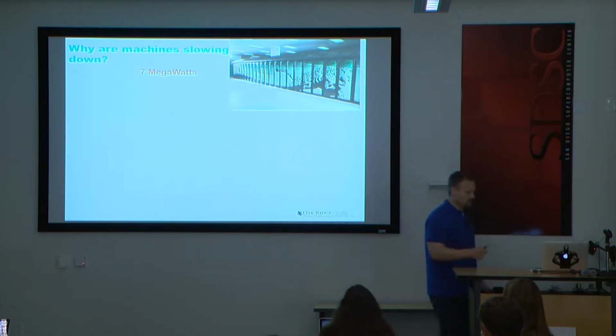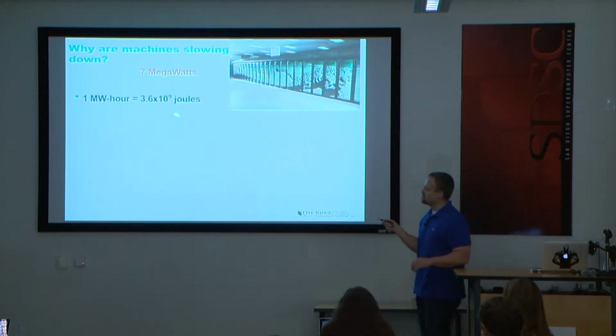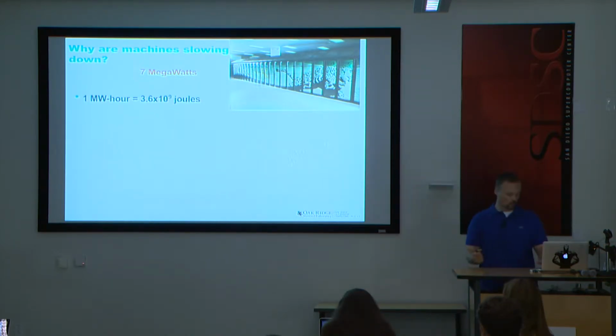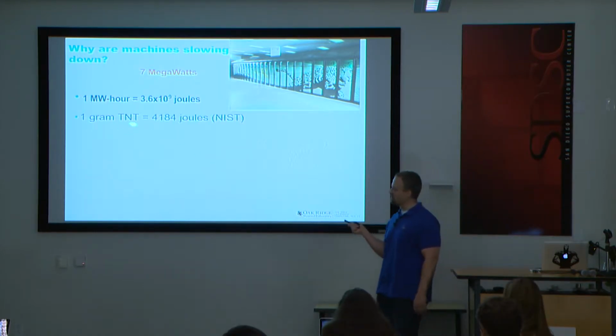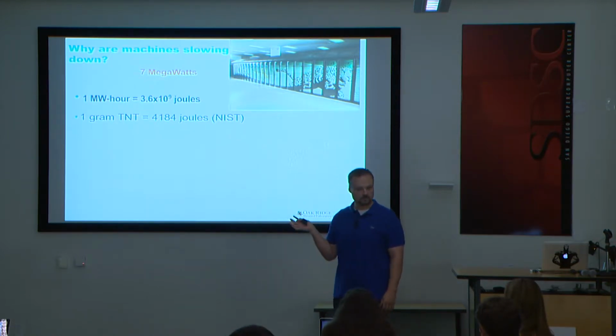So you can start doing some estimates. A megawatt hour is about 3.6 times 10 to the 9 joules. Then if you go to the NIST website, you can see that a gram of TNT is 4184 joules, right?